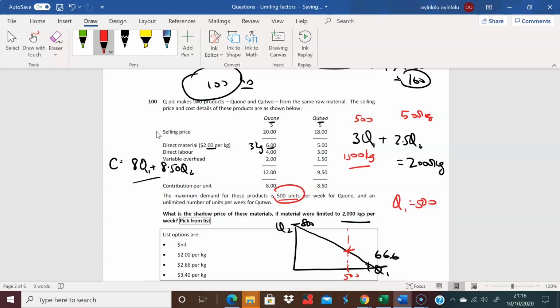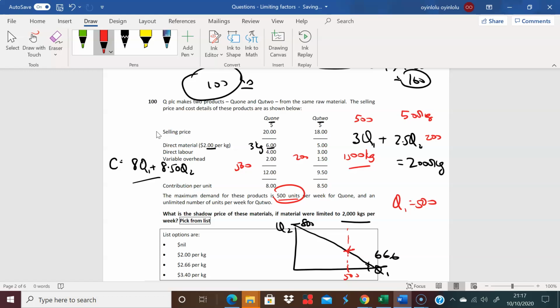If there's 500 kilograms left, that means that I can make 500 divided by 2.5. So that means I can make 200 units of Q2. So my optimal point would be to make 500 units of Q1 and 200 units of Q2.